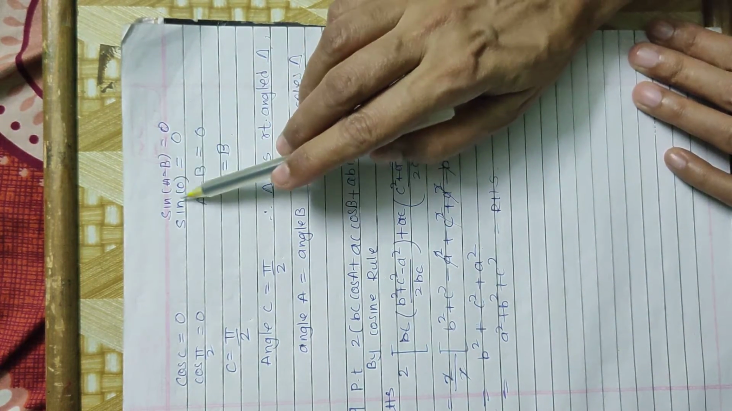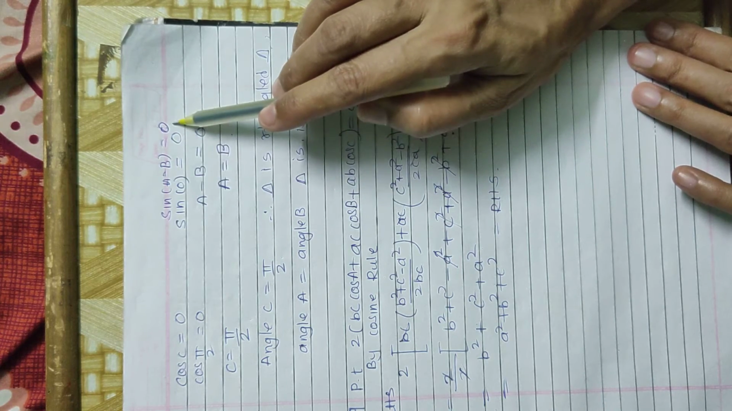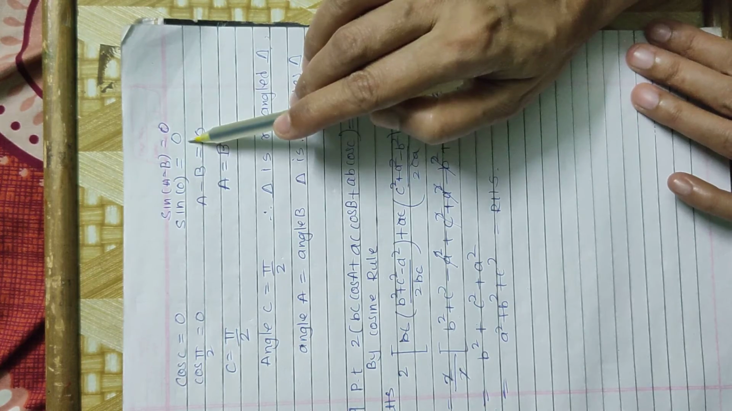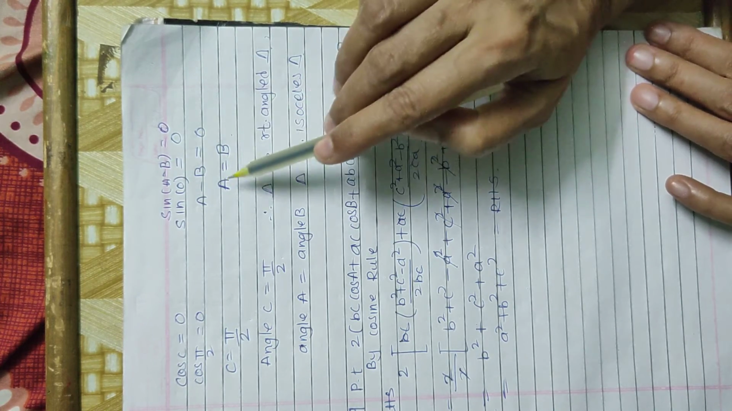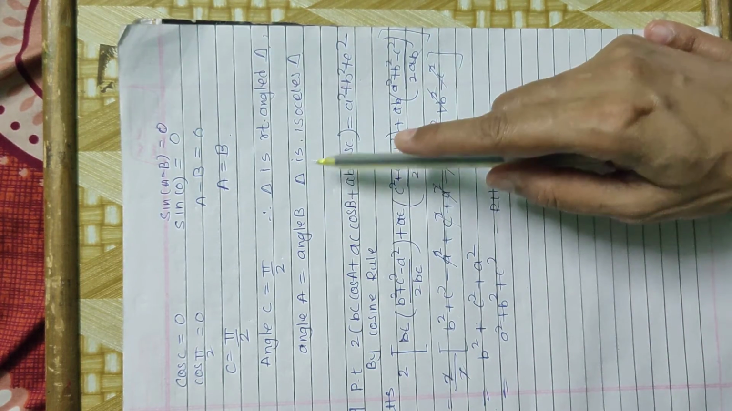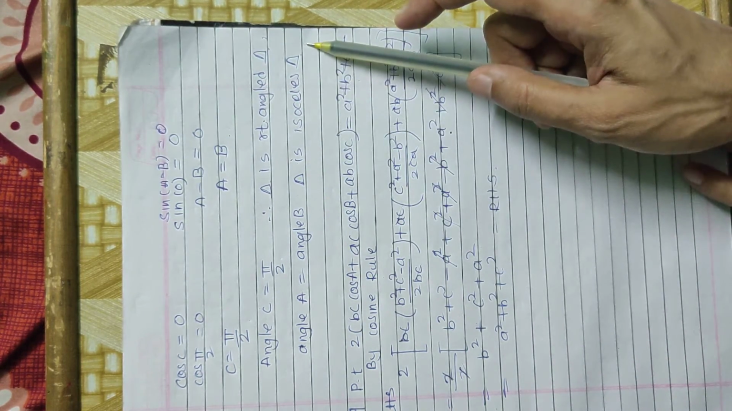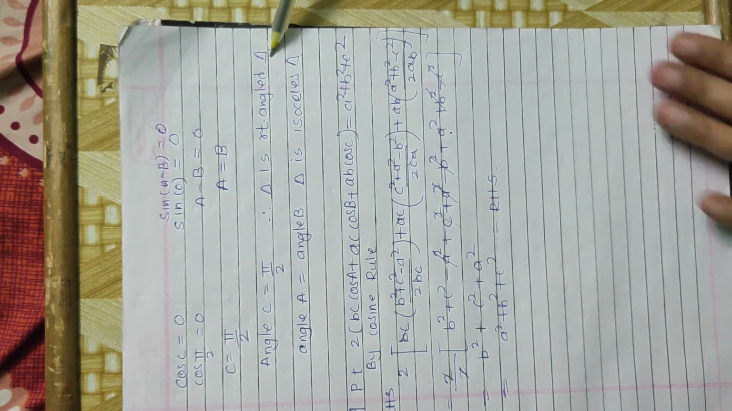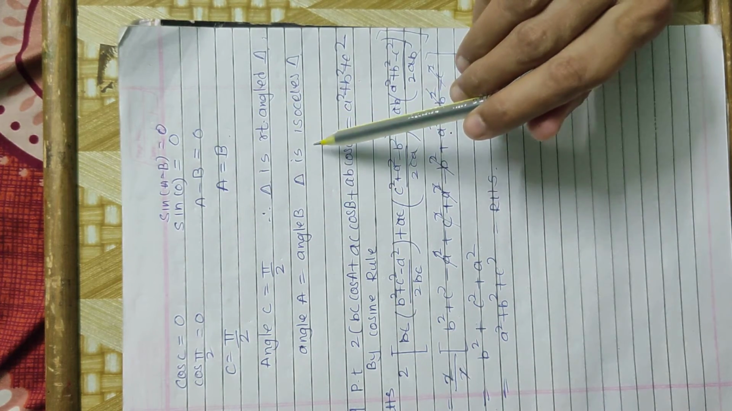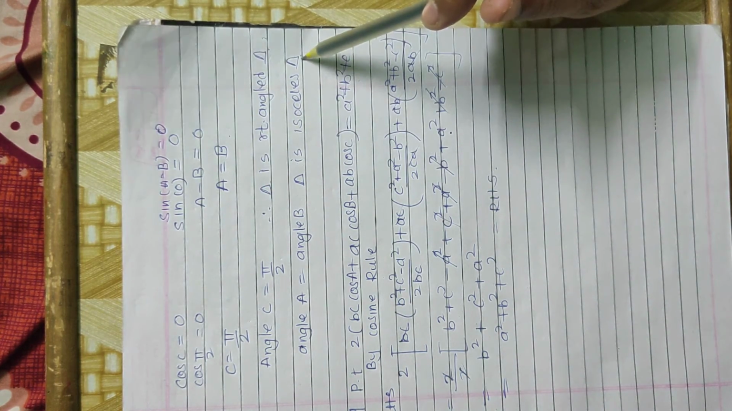Now see here, sine (A minus B) is equal to 0. The value of sine 0 is 0. Therefore A minus B is equal to 0. Therefore A is equal to B. Therefore angle A is equal to angle B. Therefore the given triangle is an isosceles triangle. So we have proved both. First we have proved that C is pi by 2, meaning 90 degrees, so it is a right angle triangle, and angle A is equal to B. From that we can say that the triangle is an isosceles triangle.